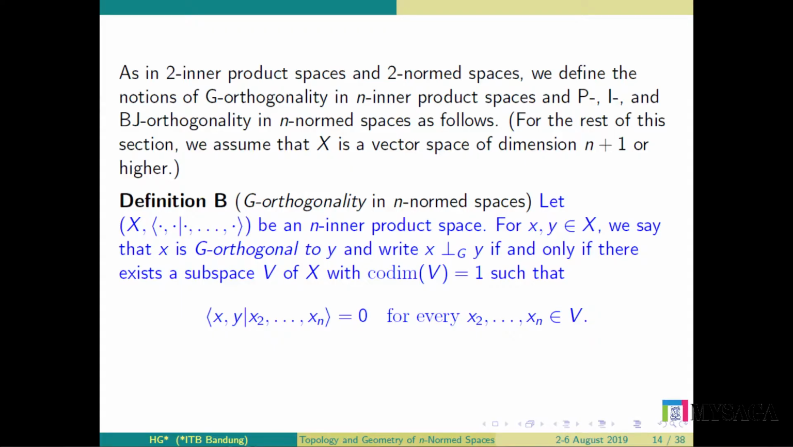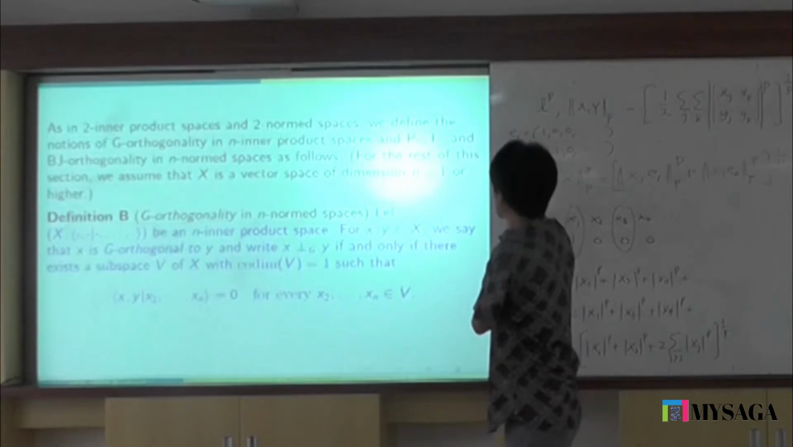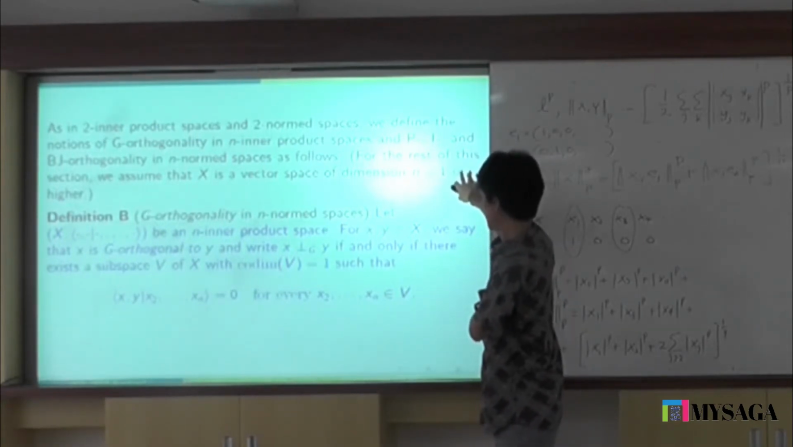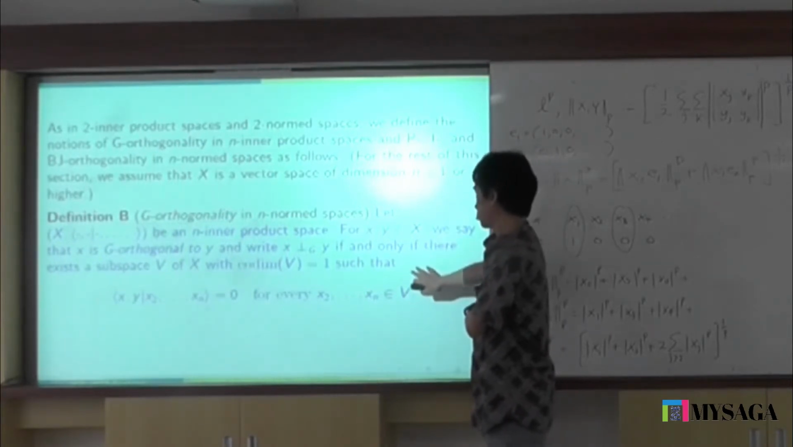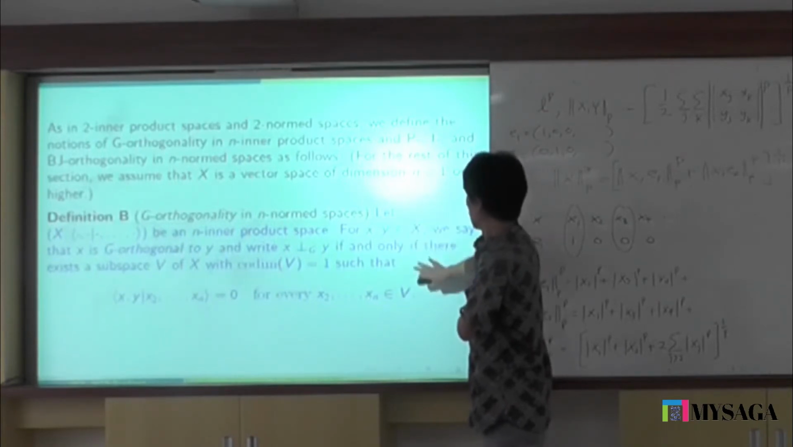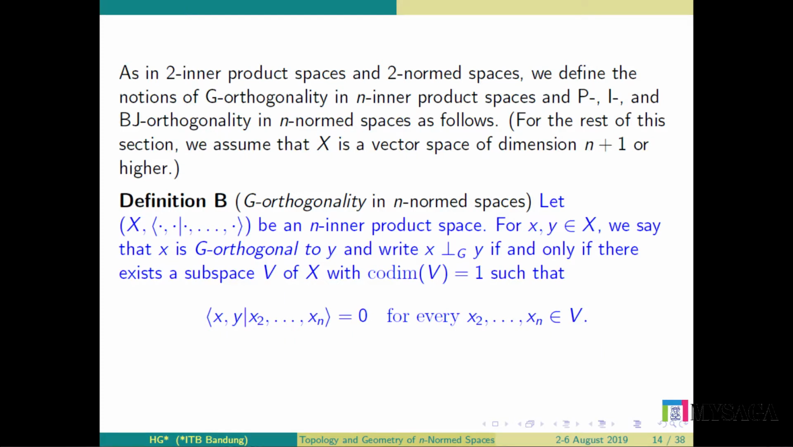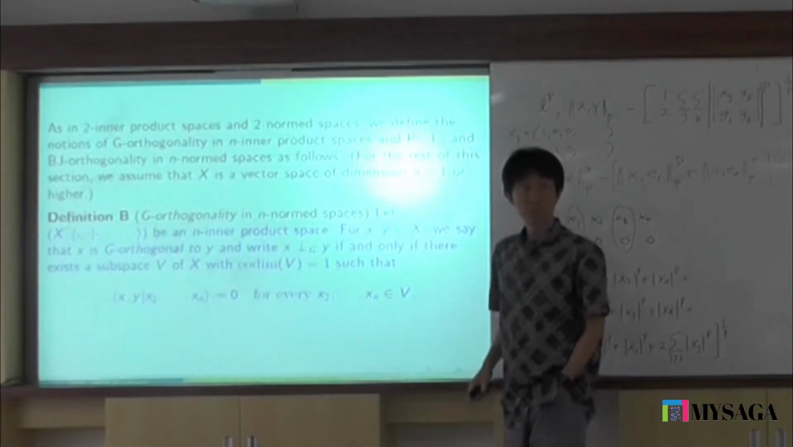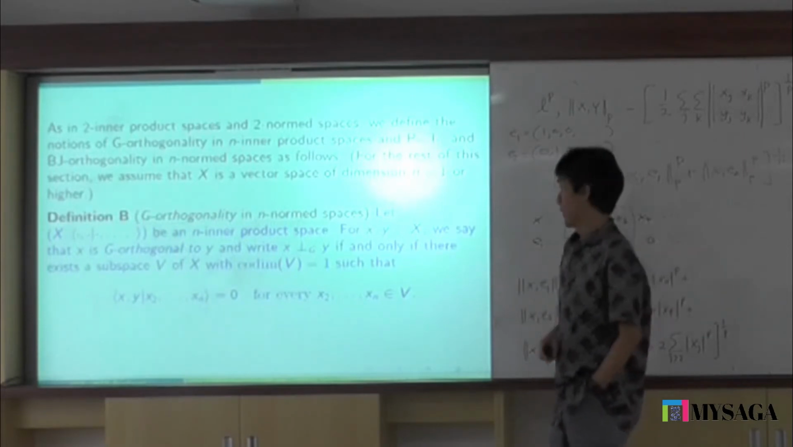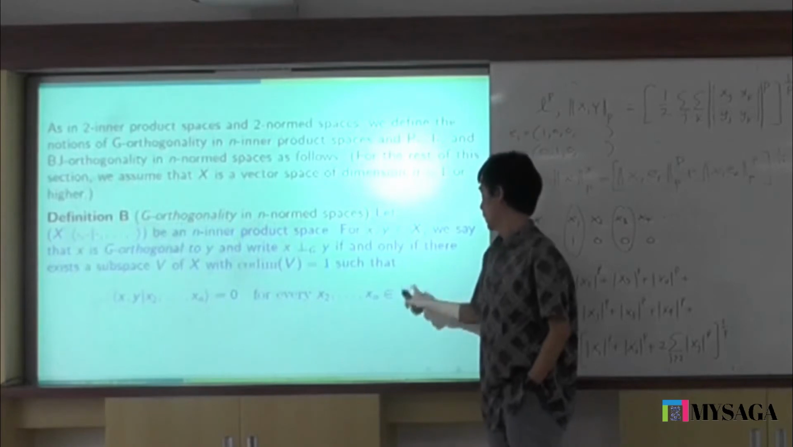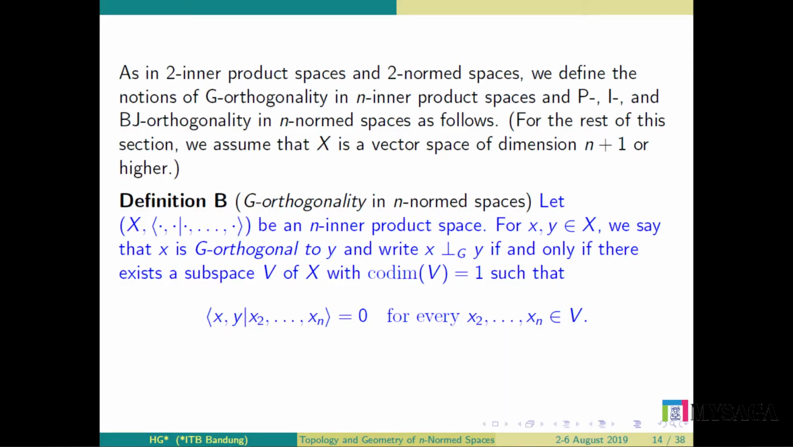So as in two-inner product spaces and two-normed spaces, we can also define the orthogonalities in n-normed spaces as follows in the next slide. And for the rest of this section, I assume that the dimension is still n plus 1 or higher. This is the G-orthogonality, the same as in the two-inner product space. We still have the analogous condition, that is the existence of a subspace V of codimension 1, such that this condition holds for every x2 up to xn in V.